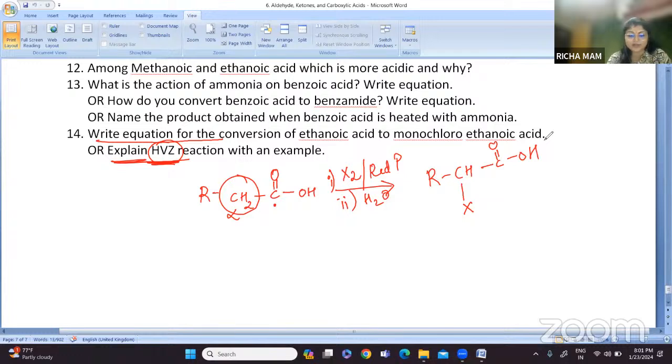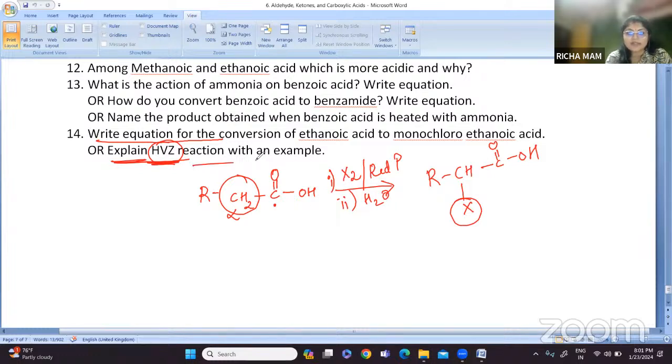at your alpha hydrogen, one of the hydrogens is replaced by the chlorine group. So one of the hydrogens is replaced by the halo group. Fine. So this is the Hell-Volhard-Zelinsky reaction.